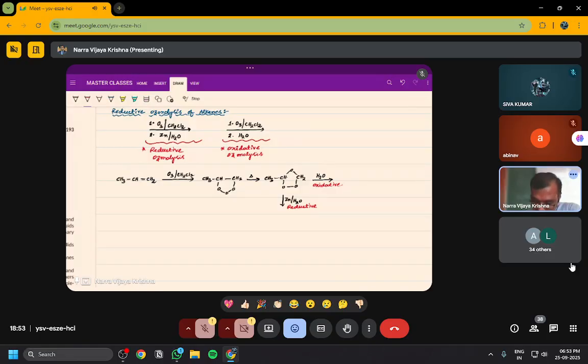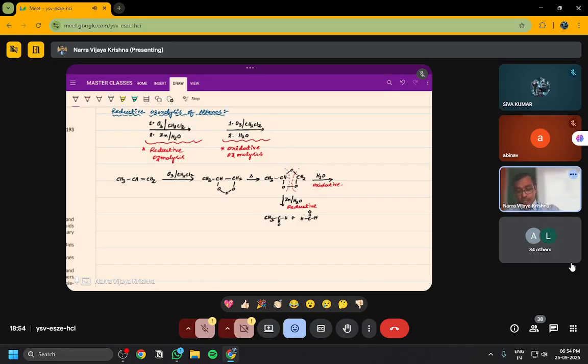Then break this one like this. If it is reductive ozonolysis, this extra oxygen is taken by zinc to form zinc oxide. If that oxygen is gone, what is left? This carbon is having O, that carbon is also having O, so the product will be CH3CHO, and that side also CH2 double bond O, correct?